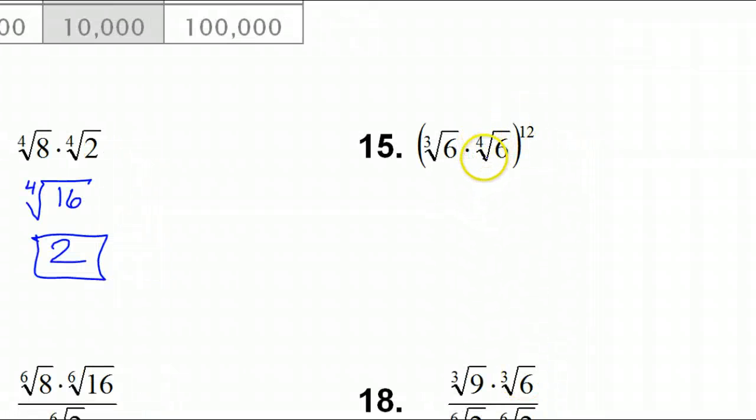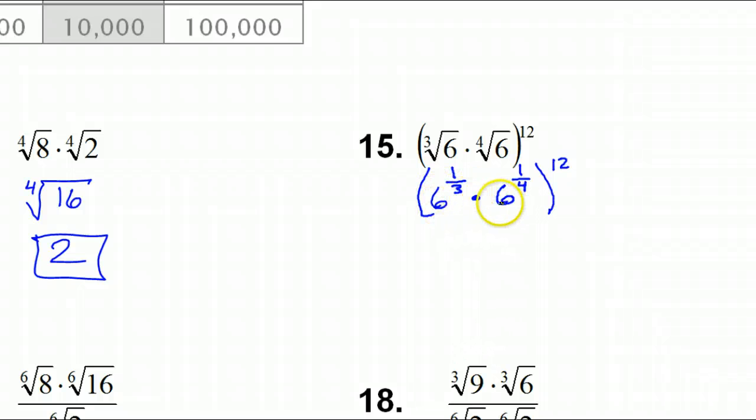Now number 15. Number 15 is a little bit different than any problem that we've had before. And here's what I would recommend. You see the bases are the same, so you feel like we should be able to do something here. But what I recommend is converting this to exponent form first. So the cube root of 6 is the same as 6 to the 1/3 power. The fourth root of 6 is the same thing as 6 to the 1/4 power. So that's what we have here, and all of this is to the 12th power.